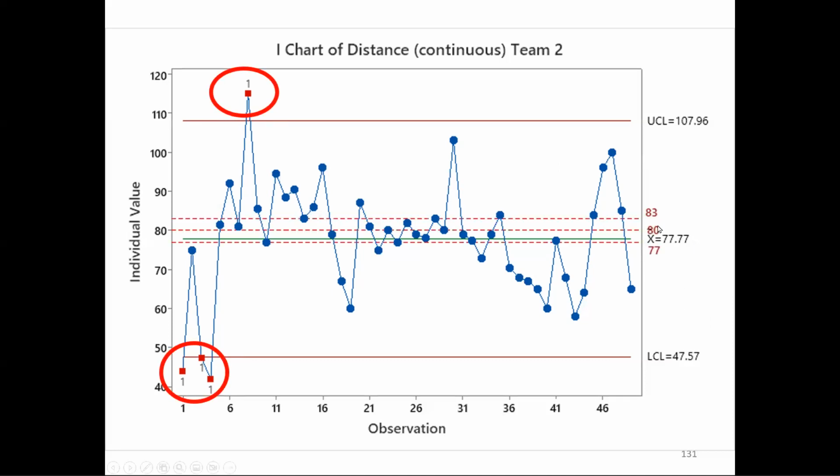I've added here the specification limits again. So the target was 80 inches, but plus or minus 3 inches was acceptable. That's what the customer requirements were. You can see there's lots of data points that fall outside of those customer requirements. So again, just because you have a process that's in statistical control doesn't mean you're meeting customer requirements.